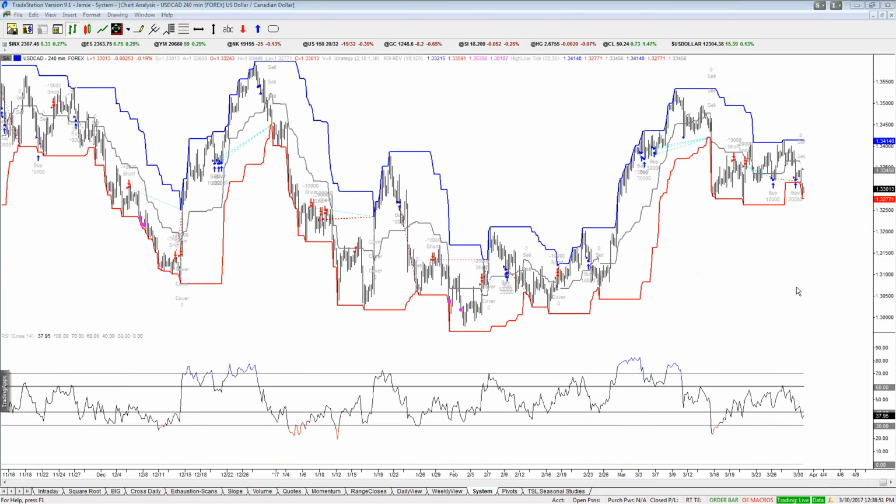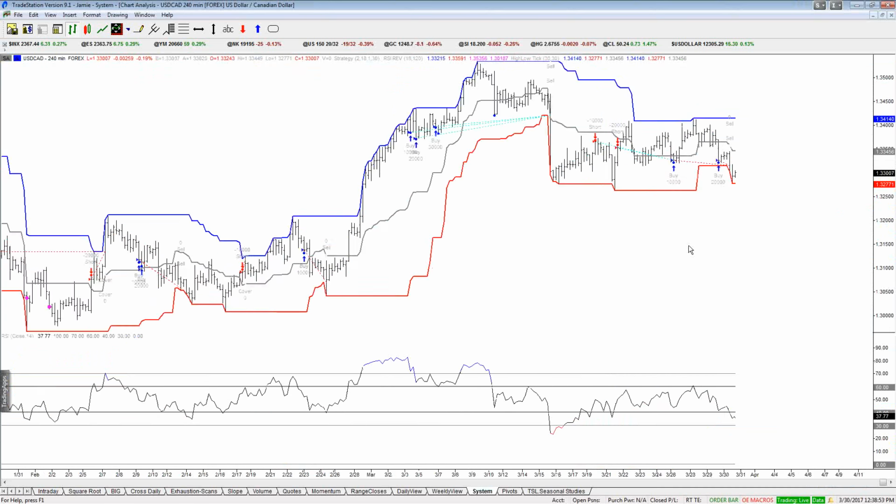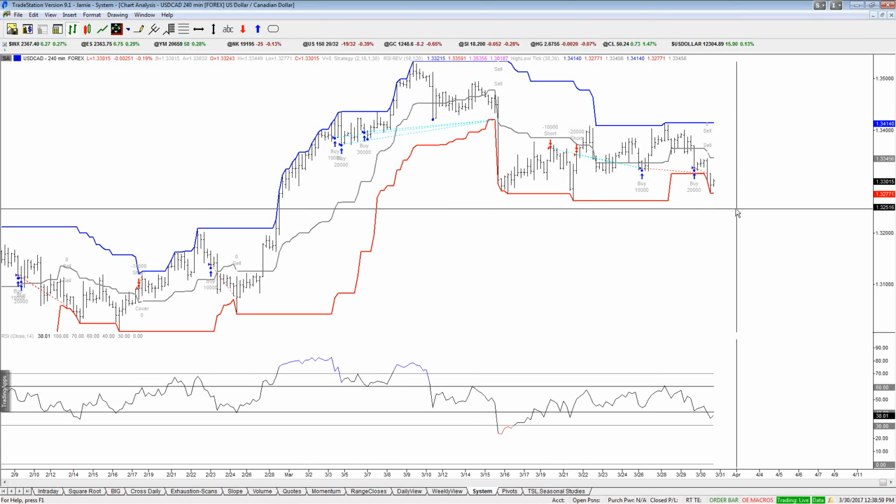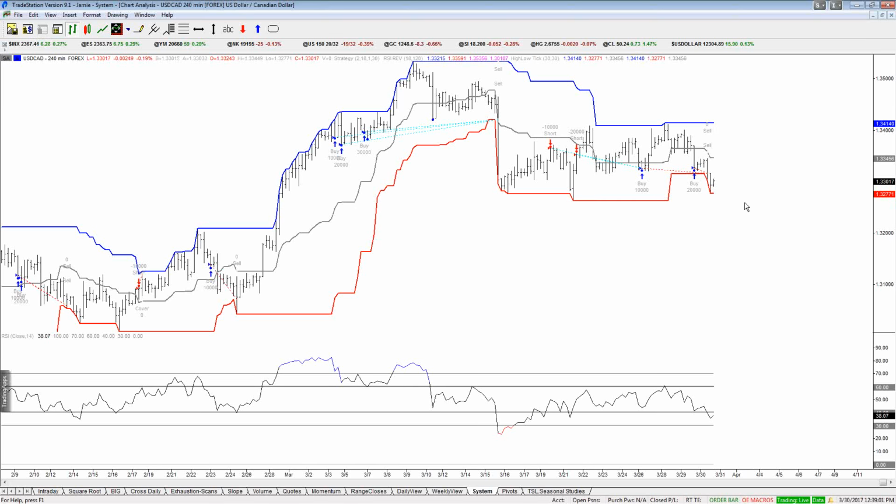Pooja says the alerts also get the stop level. No, that's actually what I'm going through now. So let's say that we start to break down in dollar CAD, if that were to happen.